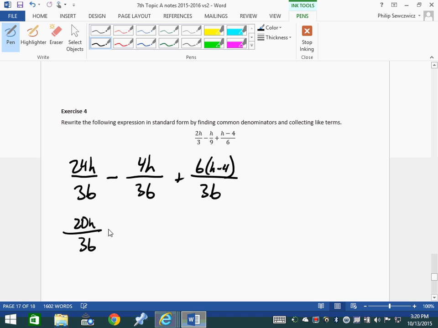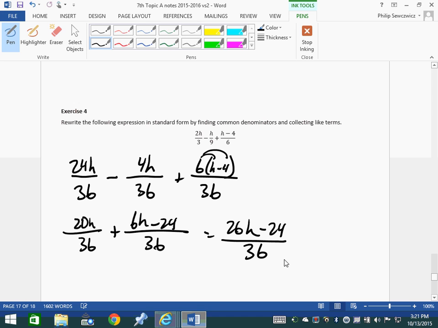All right, let's do a little bit here. And then plus, and then again, I have to distribute here. So 6h minus 24, all of that over 36. Now, since it's adding, let's just add. What's 20h plus 6h? That is 26h. I've got nothing to combine with the 24, so minus 24 all over 36.